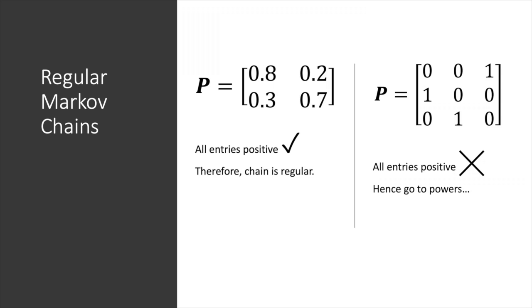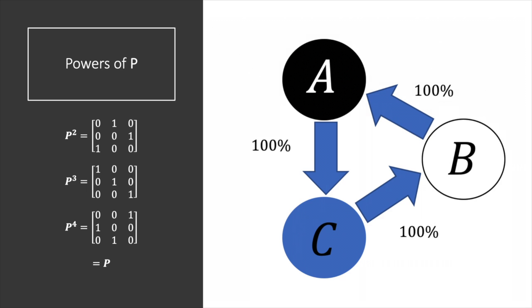So, let's look at a matrix that is not regular. This probability matrix P has entries of 1 and 0. Remember, 0 is neither positive nor negative, but maybe some power of P will be all positive. However, in considering powers, it's clear that they are just switching places, and this makes sense when considering the transition diagram.